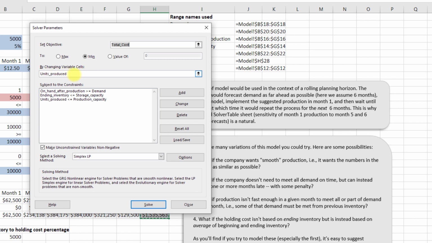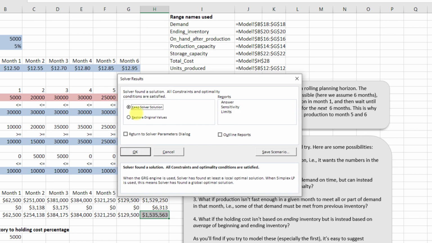And here we've got a number of constraints. 1, the number of units on hand after production is greater than or equal to demand. 2, our ending inventory is less than or equal to our storage capacity. And 3, the number of units produced need to be less than or equal to our production capacity. Once again, don't forget to make your unconstrained variables non-negative. You can't store negative units, for example. We're going to choose Simplex LP and then choose Solve.